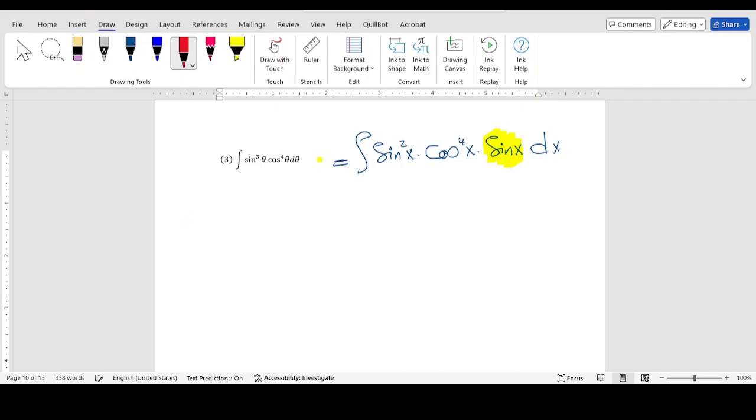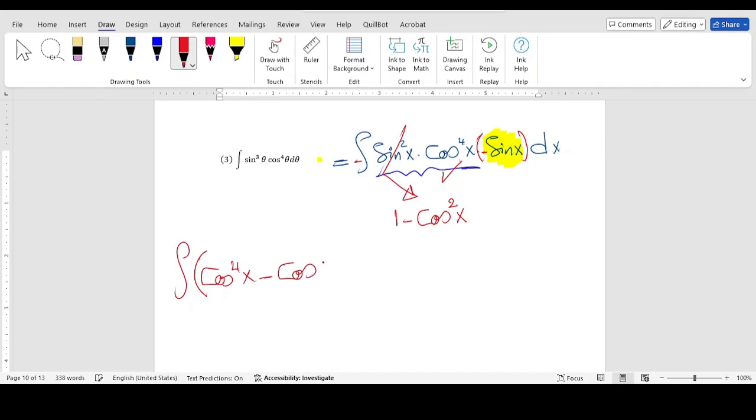But we still need negative, so just multiply by negative in and out. Sine is negative; sine is the derivative of cosine, so we need to transform the whole integrand to be a function of cosine. Here it's cosine to the power 4. What about sine squared? We replace it with 1 minus cosine squared x. So the integration will be cosine to the power 4 times 1, which is cosine to the power 4x minus cosine to the power 4 times cosine squared.